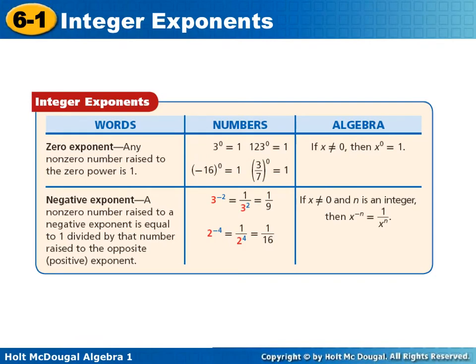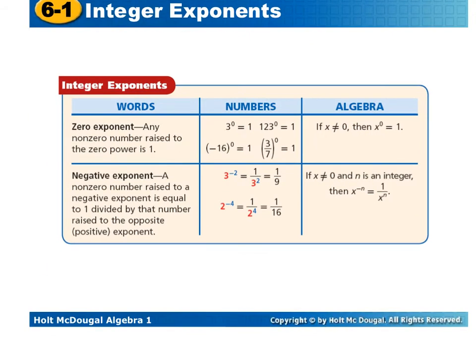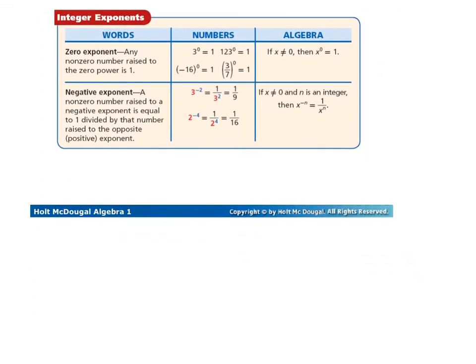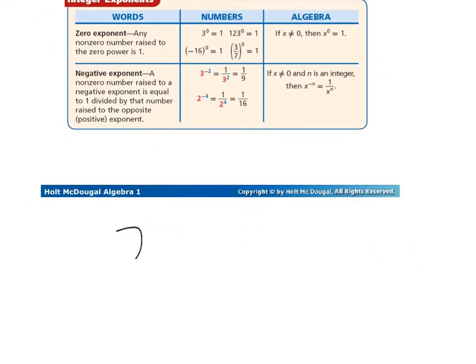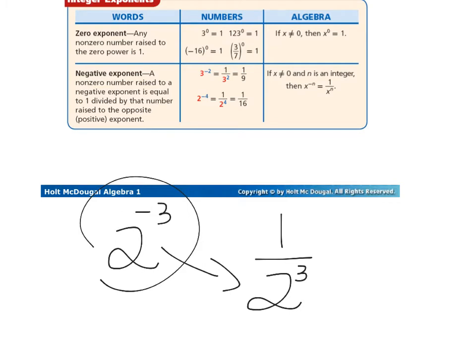So here is what we just explained in words. Anything to the 0 power is always going to equal 1. When you have a negative exponent, so if I have 2 to the negative 3 power, doesn't make the number negative, it's going to take it and put it underneath a 1 and make it positive. Now, sometimes you might hear it as think reciprocal. So if you see a negative exponent, make it into its reciprocal. We're going to practice this.